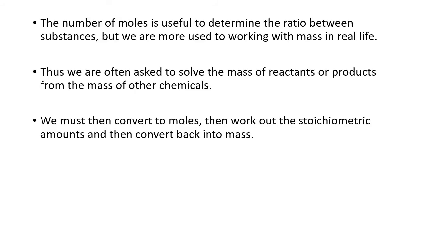The number of moles is useful to determine the ratio between substances, but we are more used to working with mass in real life. Thus we are often asked to solve for masses of reactants and products from the masses of other chemicals. We're not really going to be told you have 1.6 moles of this inside this beaker, because you have no idea how that goes. It's just going to be the mass. We must convert to moles first. This is super important. You can't do this stoichiometry without converting to moles. Then work out the stoichiometric ratio and amounts, and then convert back into mass.